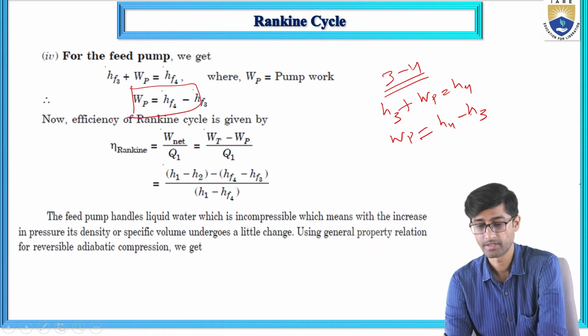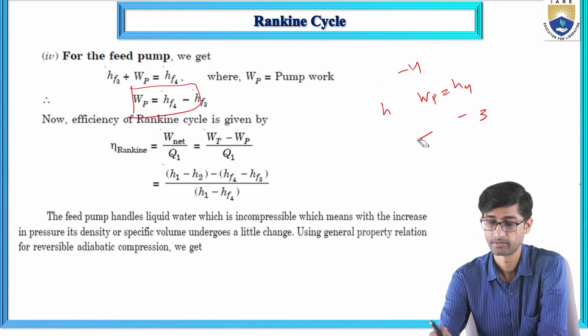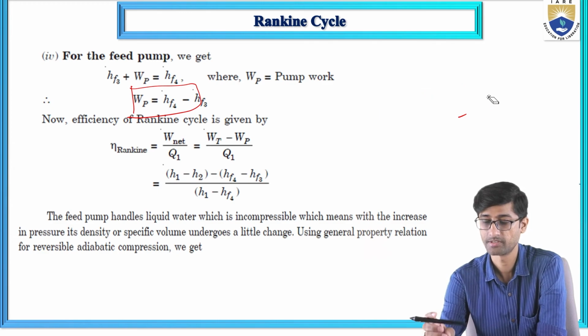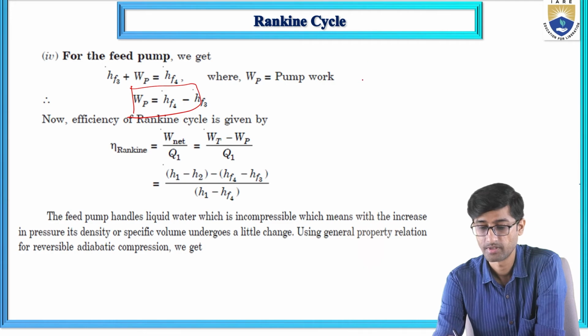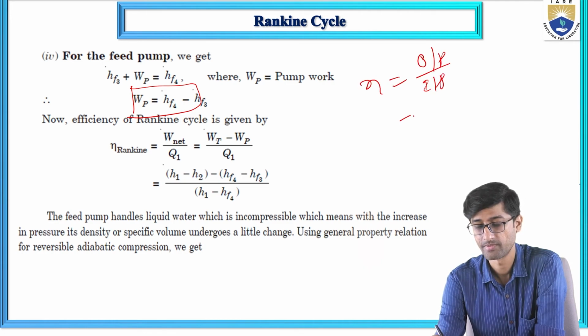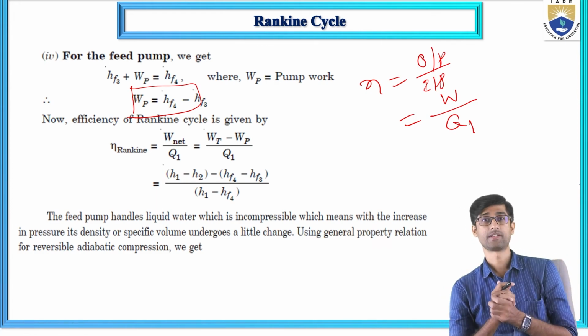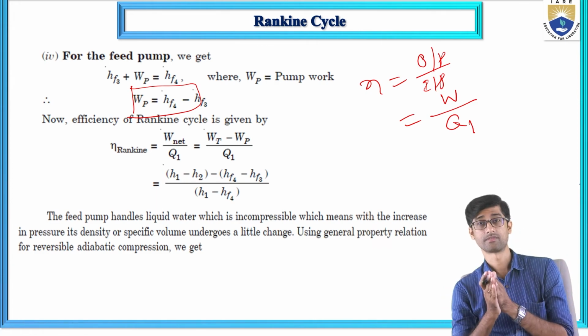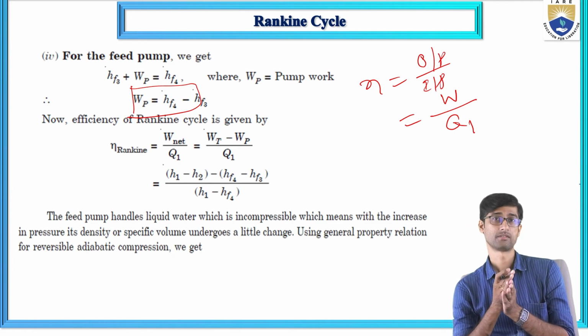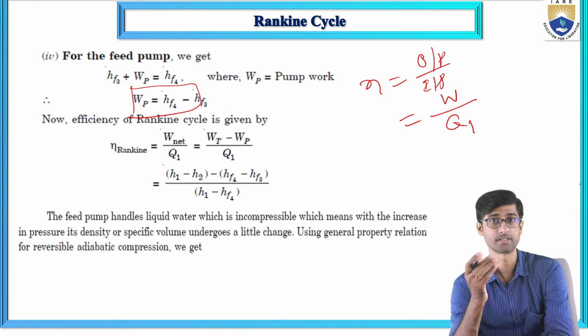Now how do we calculate the efficiency of a Rankine cycle? We already know the general efficiency is output by input. Here the efficiency will be the work done divided by the heat input, which is the heat supply. In the previous Carnot cycle, we used only the work done, the difference between the heat absorbed and heat rejected.